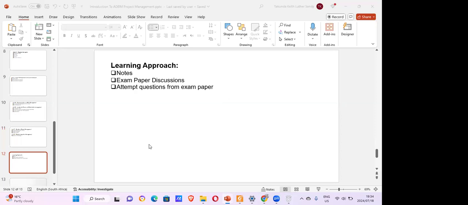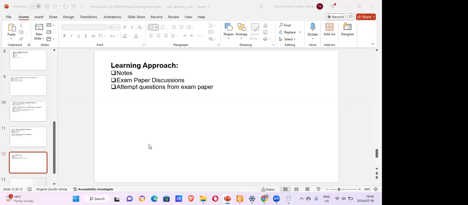And the method that we're going to use during our lessons: we are going to look at notes, all right? We're going to look at exam paper discussions. We're going to do questions from past examination papers. So I'll be looking at these notes. We go through them together, right? After we go through them together, we discuss, we talk about any areas that people don't understand and things alike.